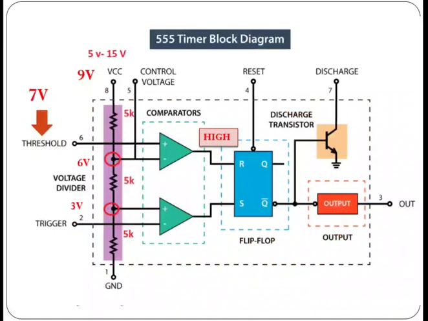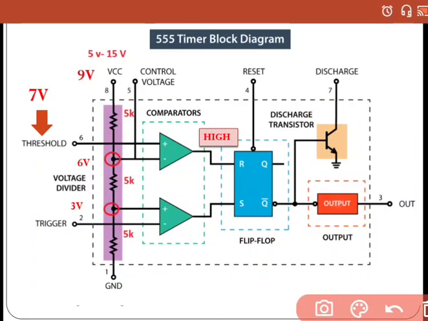Now consider this case. We are putting a voltage of say 9 volts in the VCC terminal, and so in this voltage divider circuit, what will be the voltage at this node? It is two-thirds of VCC, so 6 volts here. And what is the voltage at this node? This voltage will be 1/3 of VCC, that means 3 volts here.